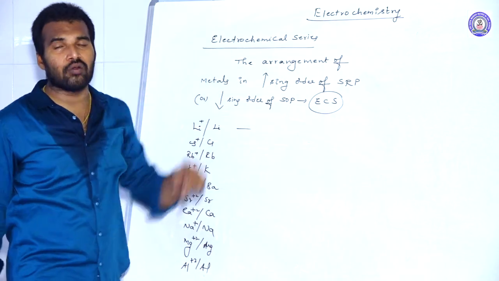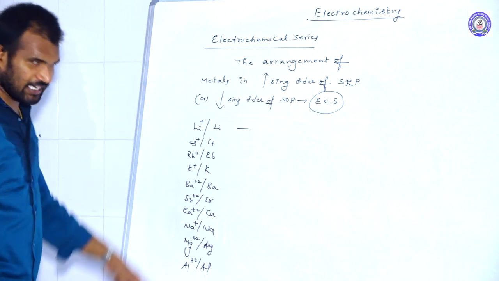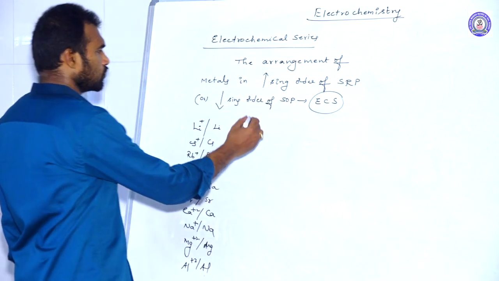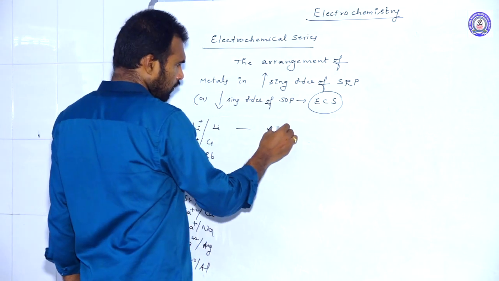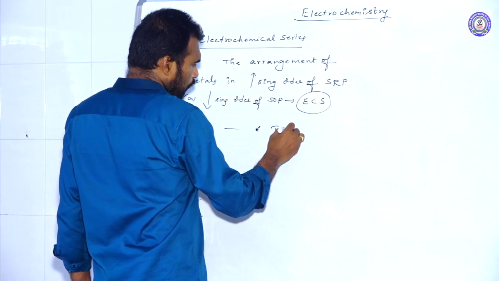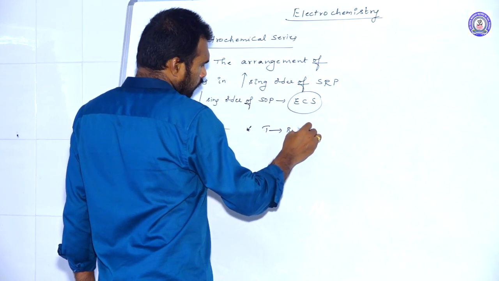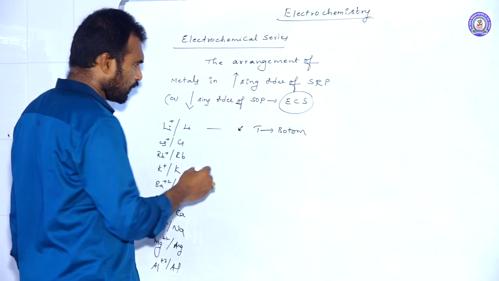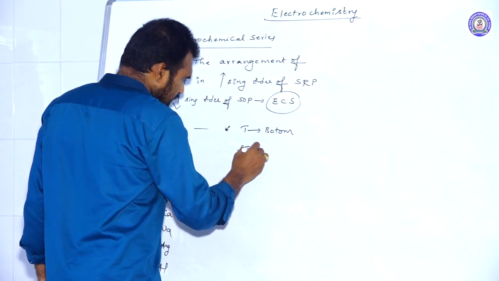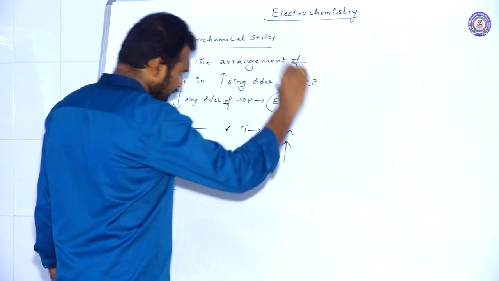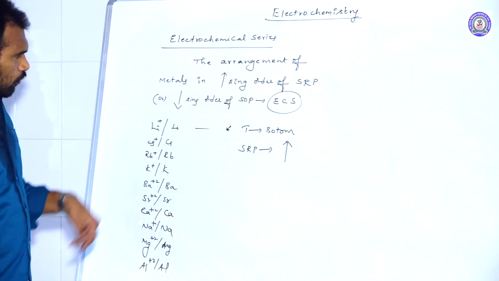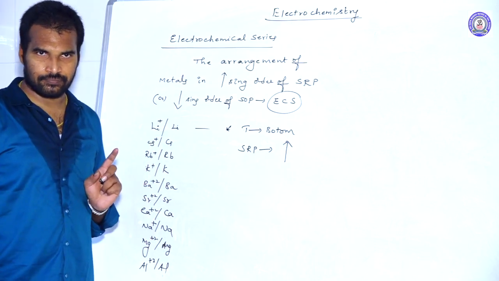What happened by going down? The SRP values are increasing. So one point you should remember: from top to bottom, what happened? The SRP values? SRP value increasing. From top to bottom, SRP value increasing.